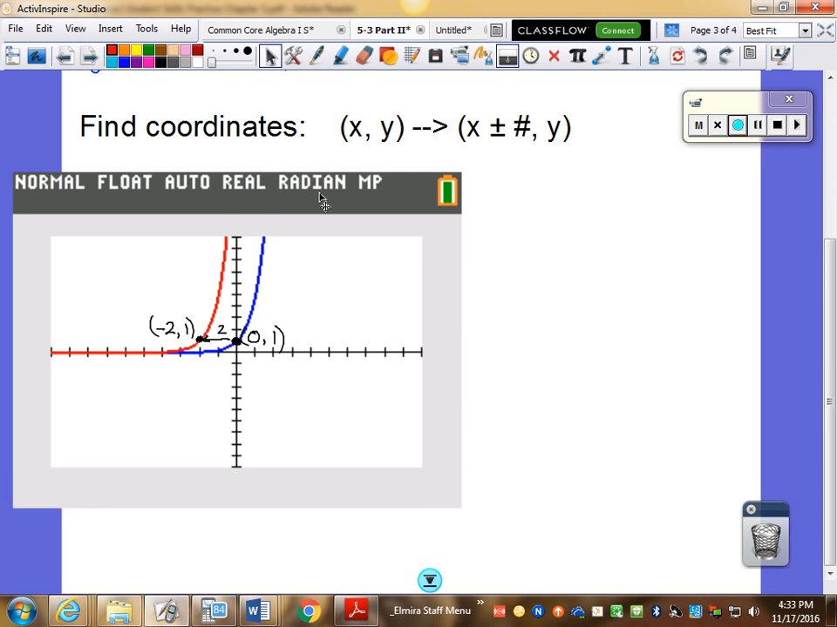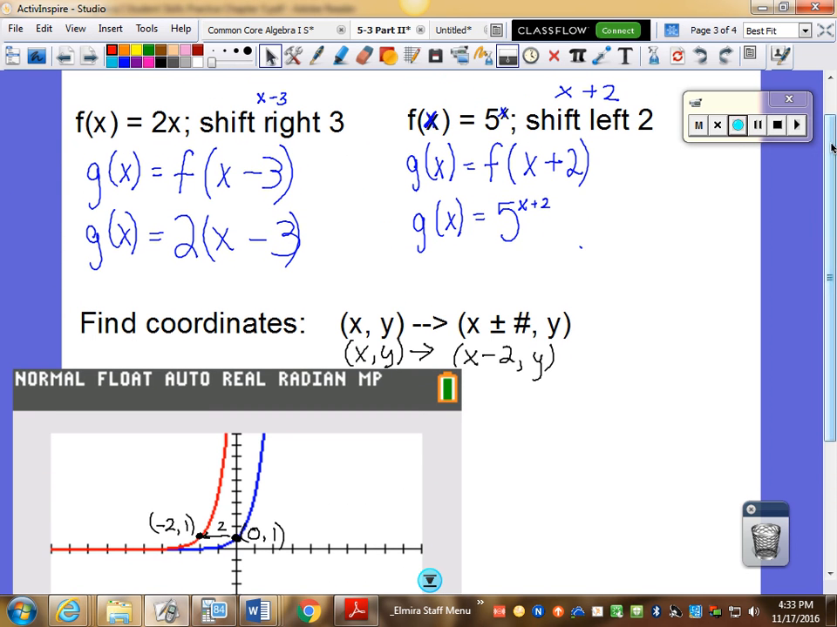So if I'm going to write a coordinate rule for this, it would be that my original point would map onto x minus 2, but y stays the same. Now, wait a minute, Mrs. Andrews, it said up here plus 2. Well, remember what I said about x. It works backwards from what you think. Okay? So what's the purpose of that?